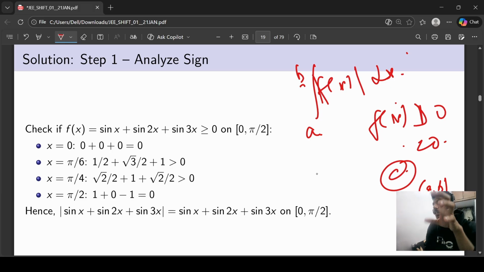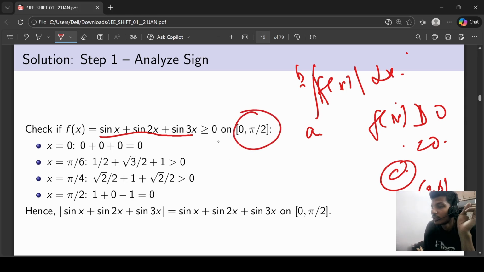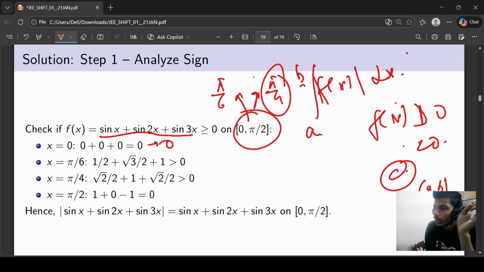Good. So first thing we should look at is the sign of f of x. f of x is equal to sin of x plus sin of 2x plus sin of 3x, is it greater than or equal to 0? We have to check this on the given interval. First we will check for 0. If we put x is equal to 0, then all the three terms will be 0, so we will get 0 as the response. If we pick any two values, like I simply pick pi by 6 and pi by 4 in between them, at pi by 6 I will get the value 1 by 2 plus root 3 by 2 plus 1, which is always greater than 0. I can see that. And for pi by 4 it is also greater than 0, and for pi by 2 it is equal to 0.